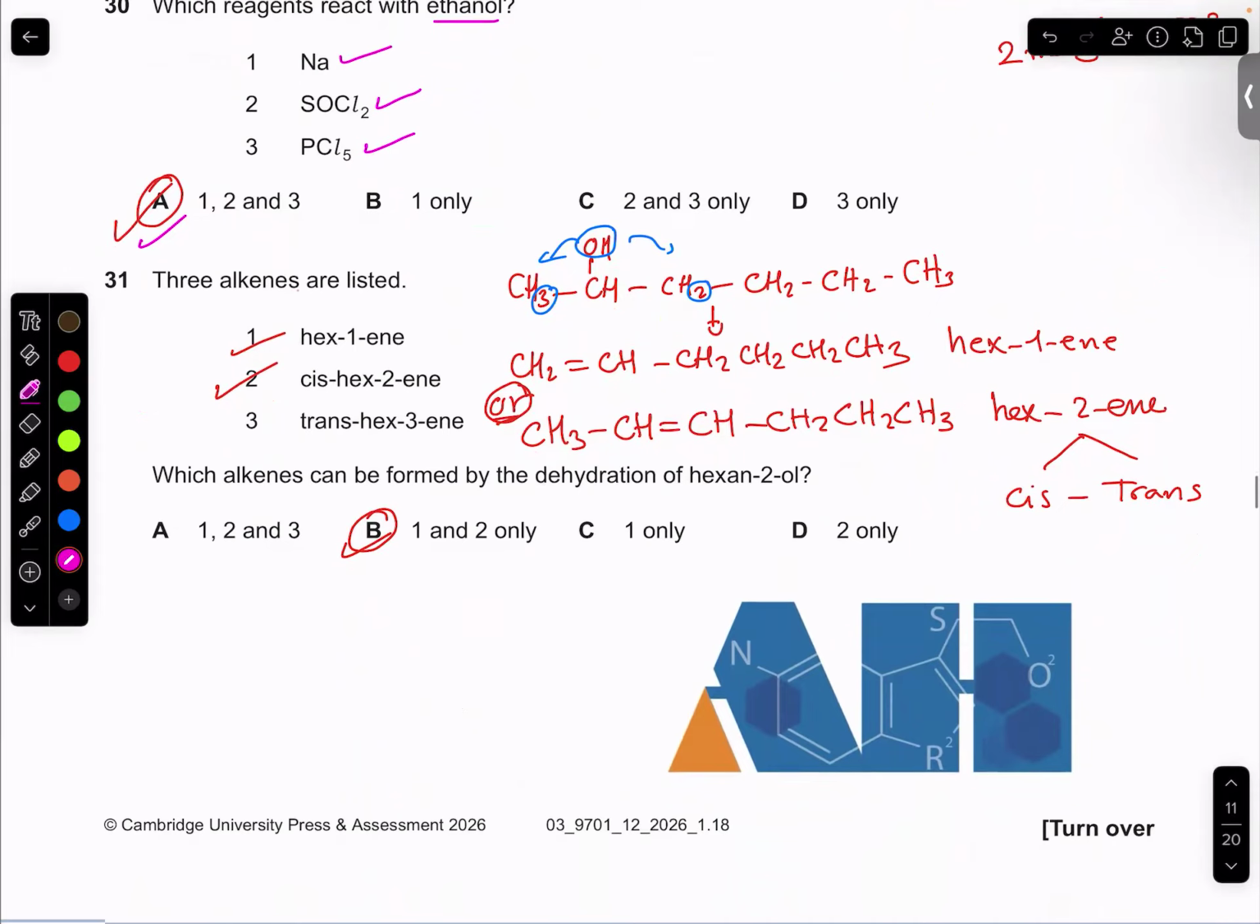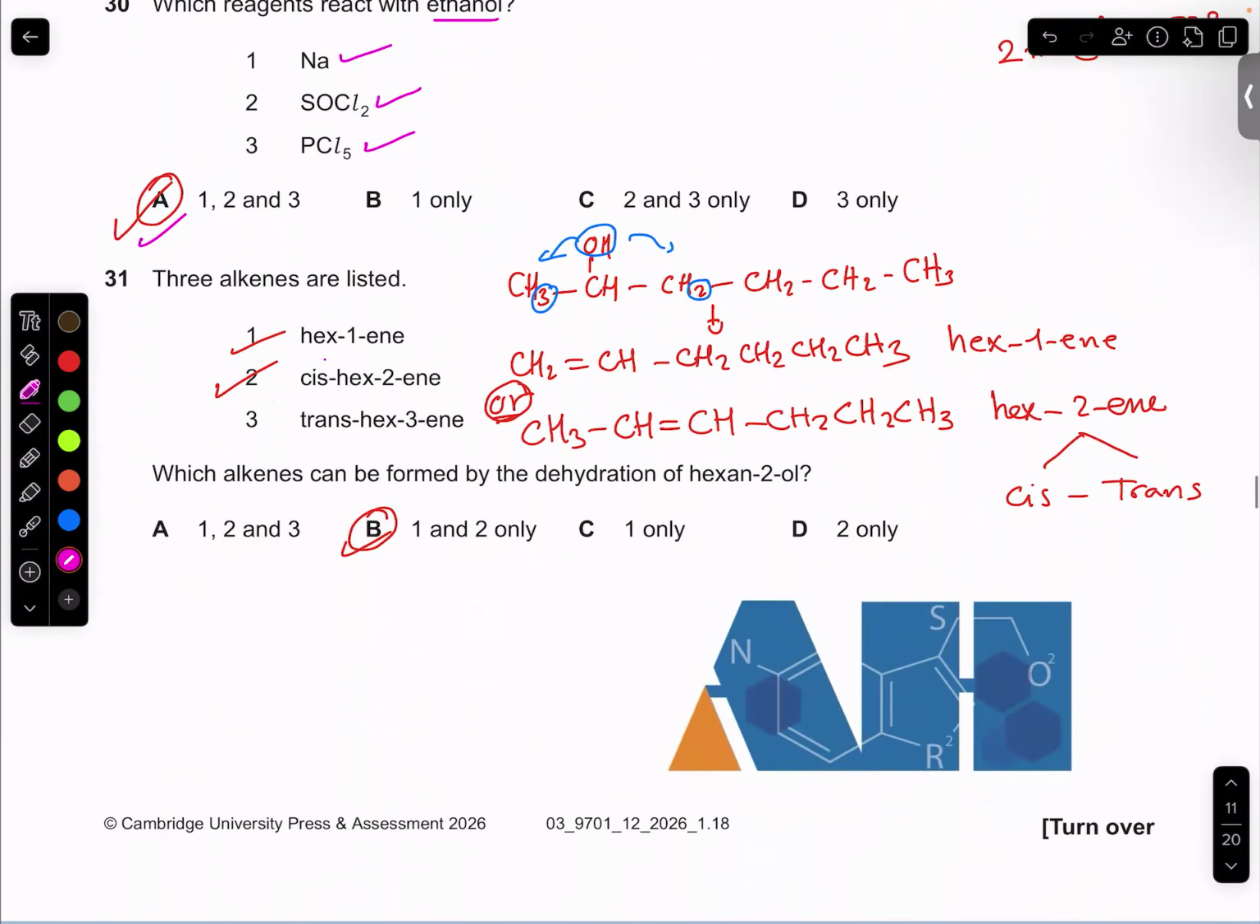3 alkenes are listed: hex-1-ene, cis-hex-2-ene, and trans-hex-3-ene. Which alkenes can be formed by the dehydration of hexan-2-ol? This is hexan-2-ol. Okay? OH exists on carbon number 2. This is hexan-2-ol.